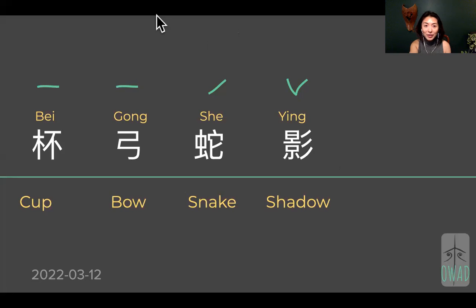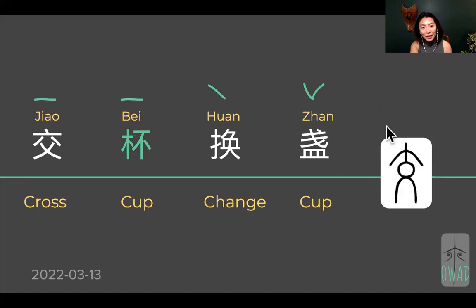Yesterday, we talked about this set phrase, 杯弓蛇影, that is made of four seemingly unrelated objects. We have cup, bow, snake, shadow. Go figure. Check out my episode from yesterday, 杯弓蛇影. It talks about PTSD. Today we have 交杯换盏.